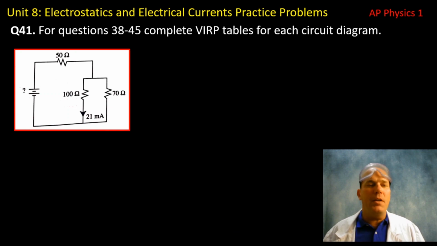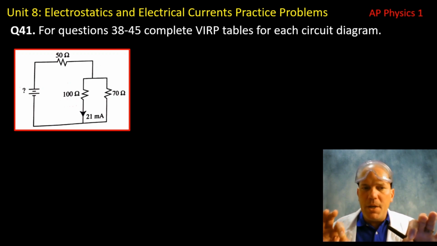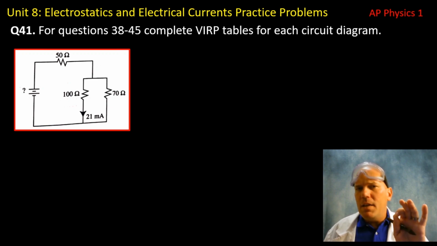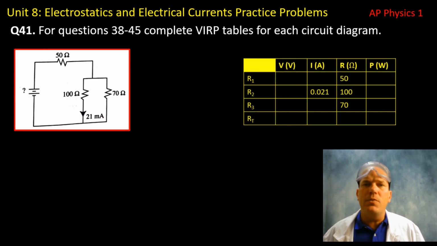Question 41, we have a circuit in which we have an unknown potential difference, an unknown total voltage. Then we have one resistor that is in series and two resistors that are in parallel, and we're given the current through a section of one of the parallel components. Let's get a VERP table going for this one.